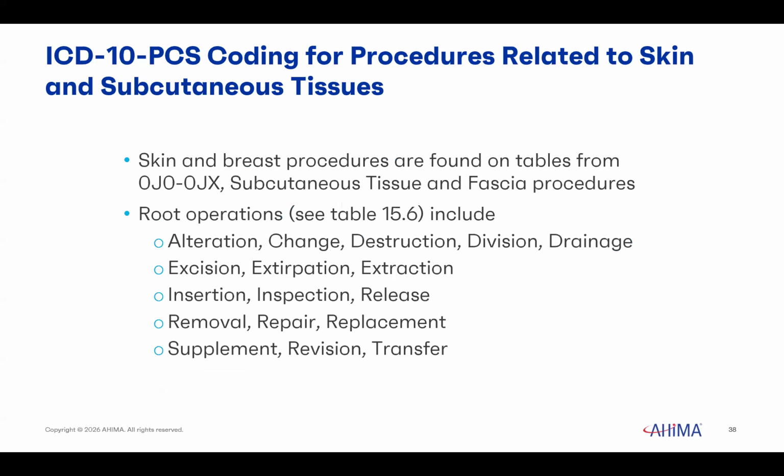Now we're going to talk about beyond the skin, and cover subcutaneous tissue and fascia. And this is located in tables 0J0 through 0JX, subcutaneous tissue and fascia procedures. And some of the root operations that we see are the same ones we've seen earlier: alteration, change, destruction. If you're confused on what the root operation is, think about what the intent of the procedure is. In other words, what were they trying to do?